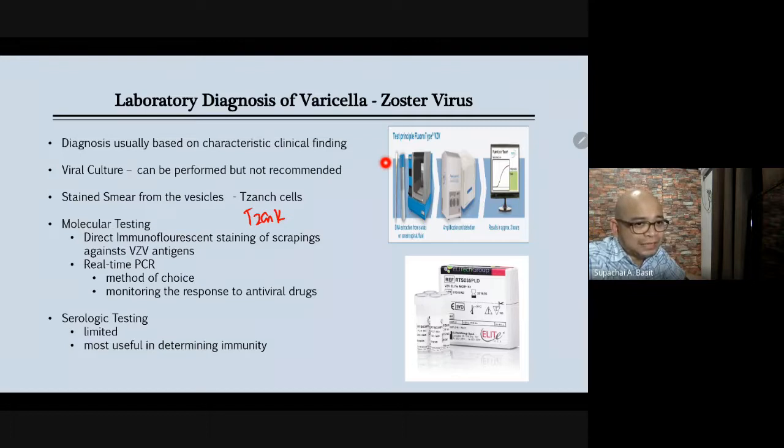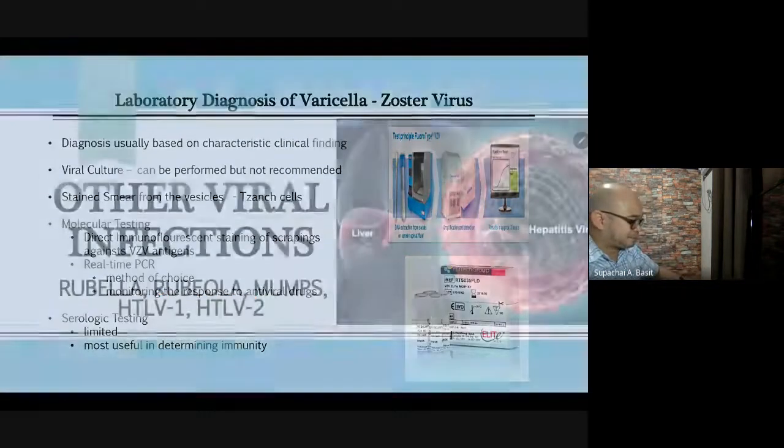We can do direct immunofluorescence staining of scrapings against the VZV antigen, or real-time PCR. This one is the method of choice, and it is being used to monitor the response to antiviral drugs. Serological testing is limited, and it is useful in determining immunity. Okay, because this will determine whether you have the antibodies, which could be either IgG or IgM.